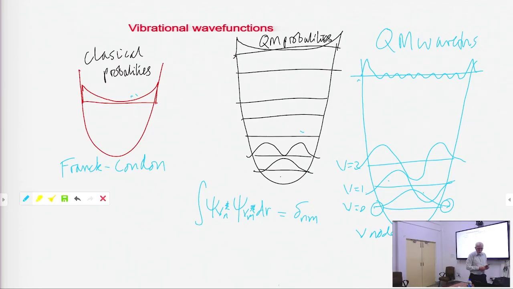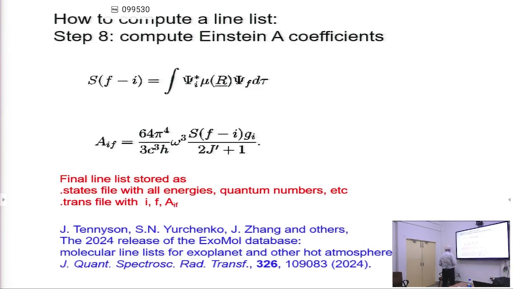Okay, so we've got our transition frequencies or wave numbers, and we have our vibrational wave functions. With our vibrational wave functions, we calculate the transition intensity. And I've already seen the first mistake on this page, and there may be more than one, but there's certainly one. So let me correct the mistake.